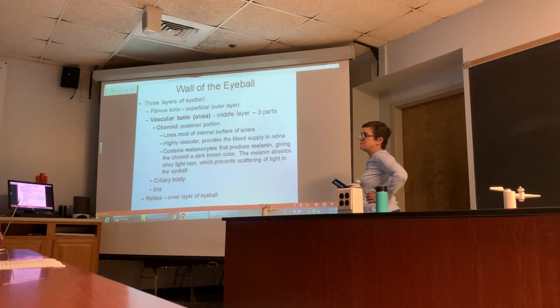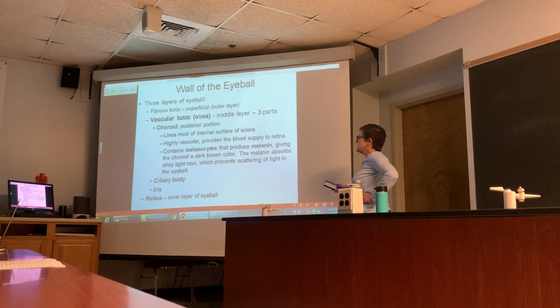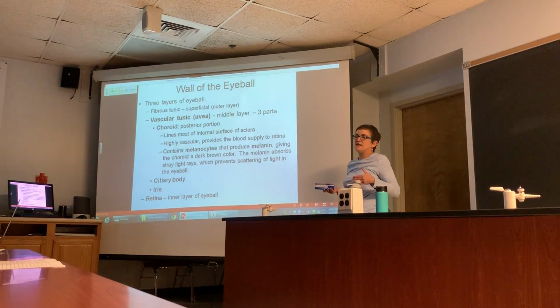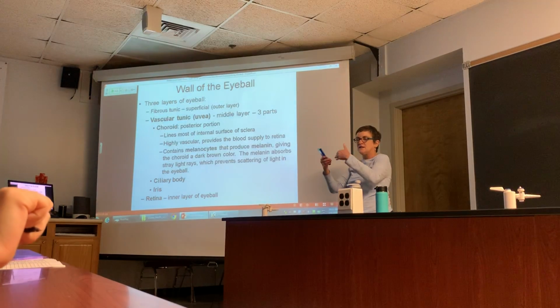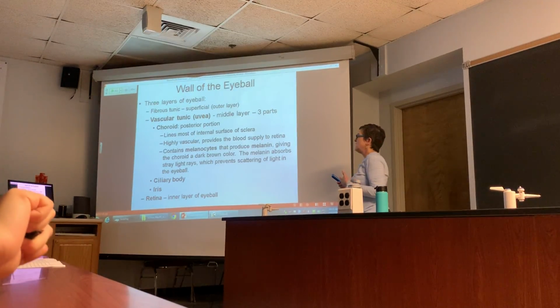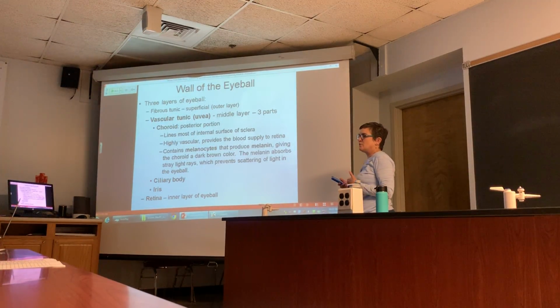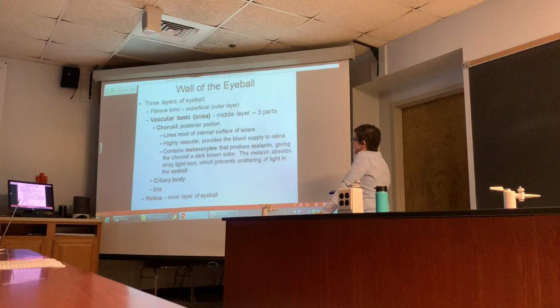The choroid, which is in the posterior wall of the eye. It lines most of the inside of the sclera. So basically where the sclera is, just under the sclera part, you have the choroid. So the choroid would be under the sclera, not the cornea. It is very vascular. In fact, this is why it's called the vascular tunic, because there's a lot of blood vessels in this part of the eye. It does provide the blood supply to the retina, and it contains melanocytes.